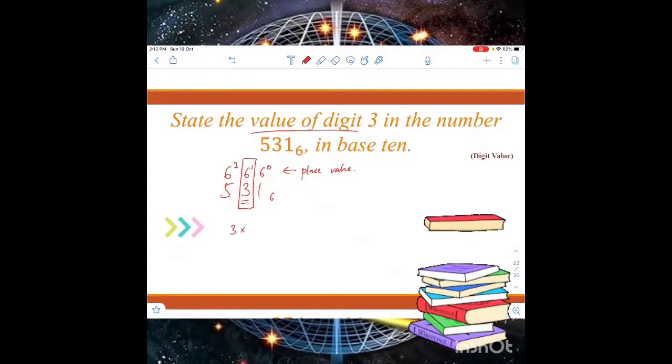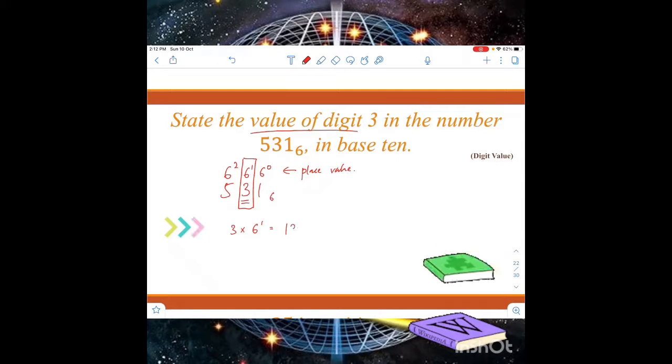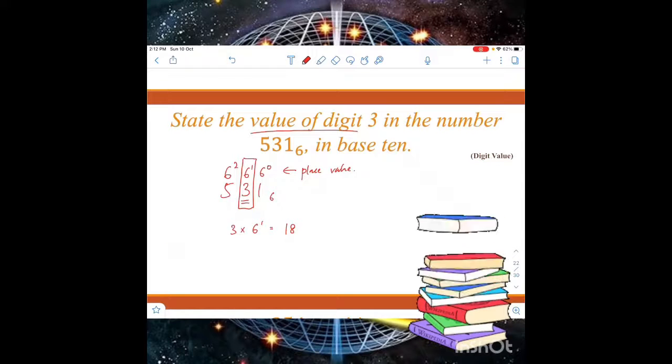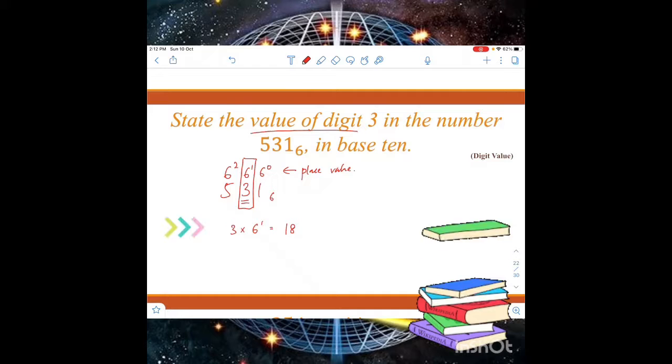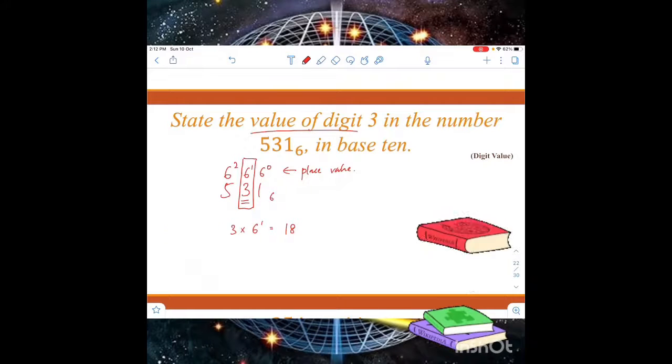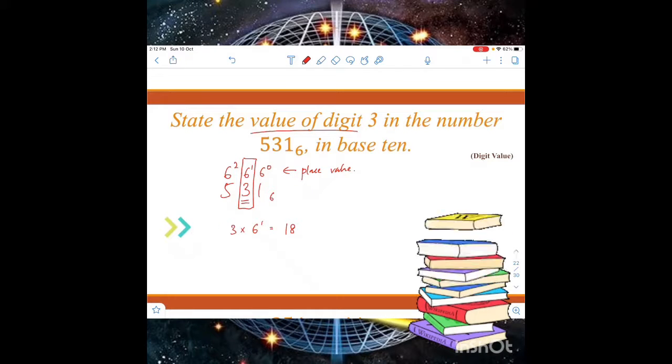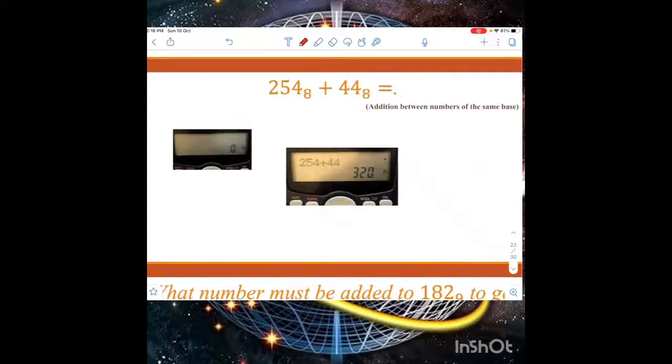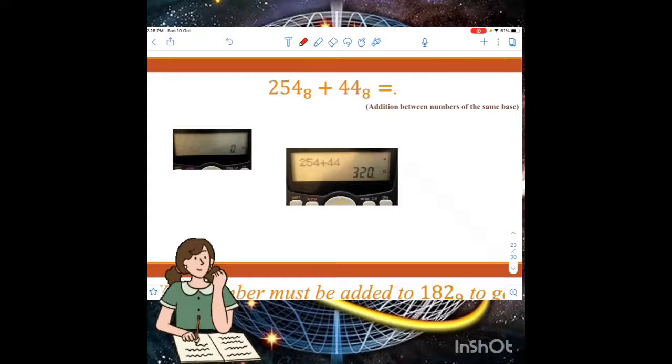So the value of digit 3 is 3 multiplied with 6 to the power of 1. So the answer is 18. You just choose 18 from the list of answers given, then you will be awarded 1 mark. Now let's go to the next question.